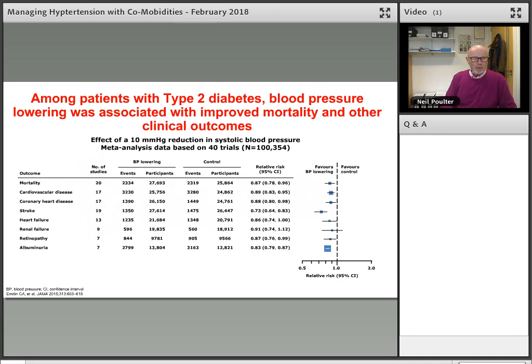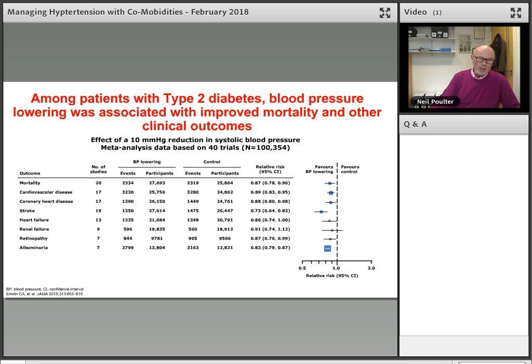What about patients with type 2 diabetes? Well, this slightly complicated slide tells you the effect of lowering blood pressure by 10 millimeters systolic, based on 40 trials, 100,000 patients, and on the left-hand column it shows you all the things that you may or may not care about, going from the most important, mortality, down to albuminuria, which some people get very excited about. But whatever of these endpoints you care about, and we all do to one extent or another, you see here that this 10 millimeter reduction in systolic blood pressure is associated with big benefits in patients with type 2 diabetes.